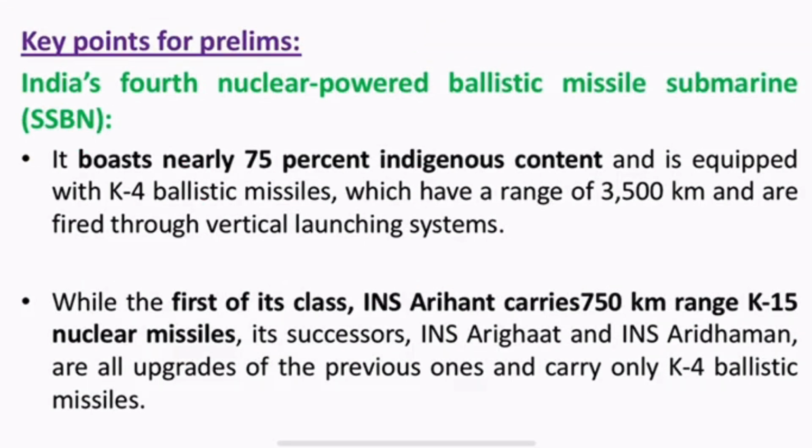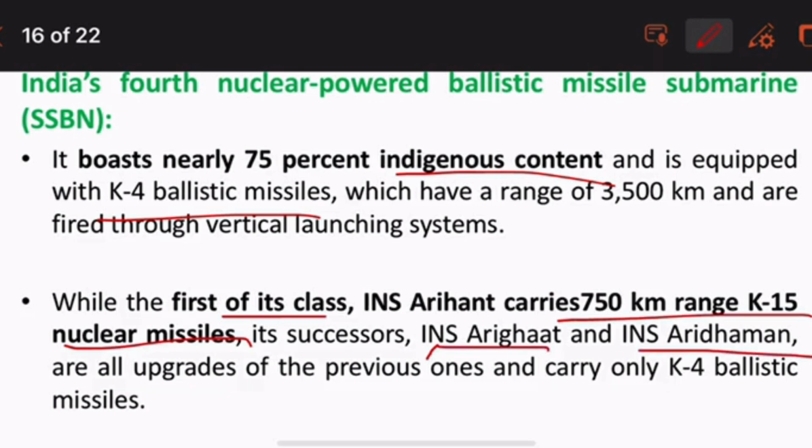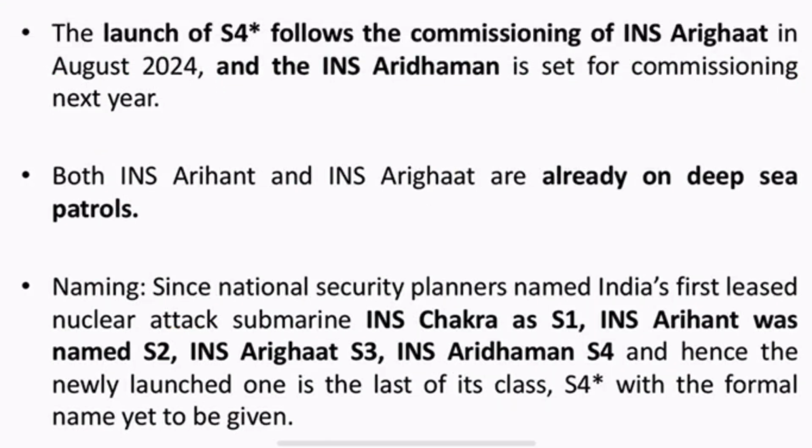SSBN boasts nearly 75% of indigenous content and is equipped with the K4 ballistic missile. While the first of its class INS Arihant carries 750 km range K15 nuclear missiles, INS Arighat and INS Aridaman are upgrades of the previous one, and they all carry K4 ballistic missiles. The launch of S4 follows the commissioning of Arighat and the INS Aridaman is set to commission next year. Both these are deep sea patrols.